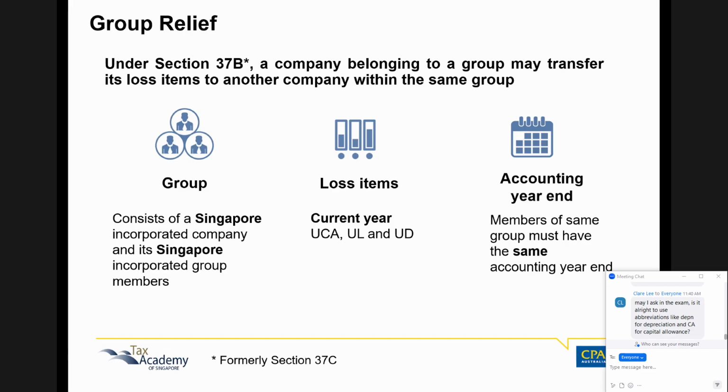So what we have been talking about is actually everything within the company. My UL, UCA from previous years going forward is within the company. Group relief is where we look outside the company, at related companies of the group. If you meet the conditions, I can actually transfer, let's say this year I have a loss, my loss to another related company, so that it will help them reduce their tax payable. Then for me, the loss that I can carry forward will also be reduced.